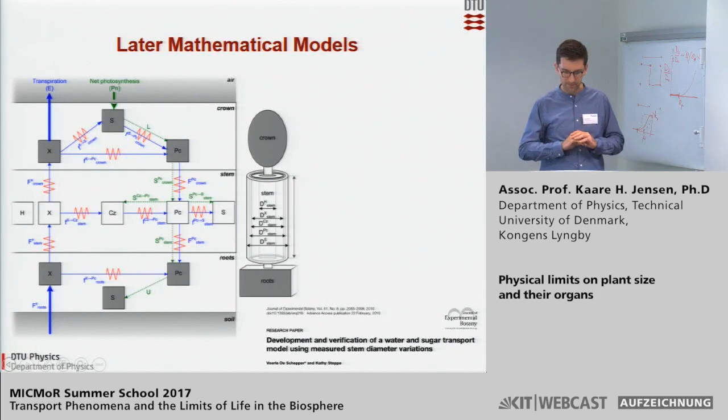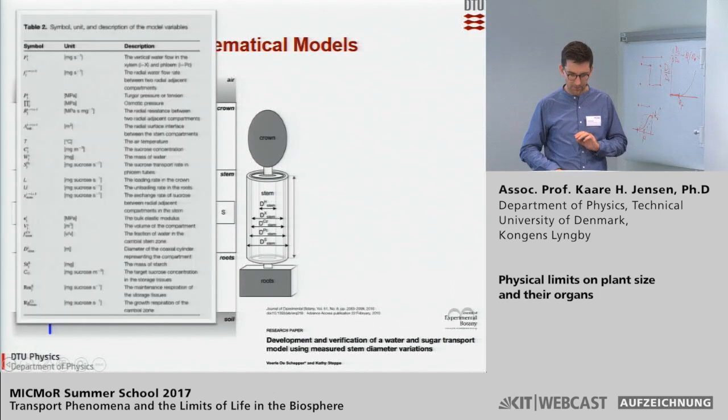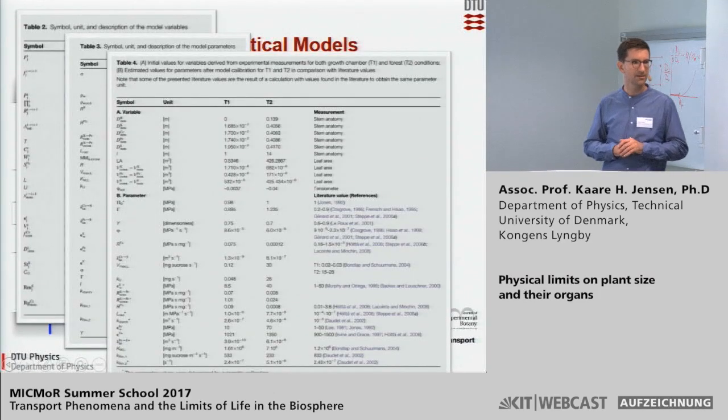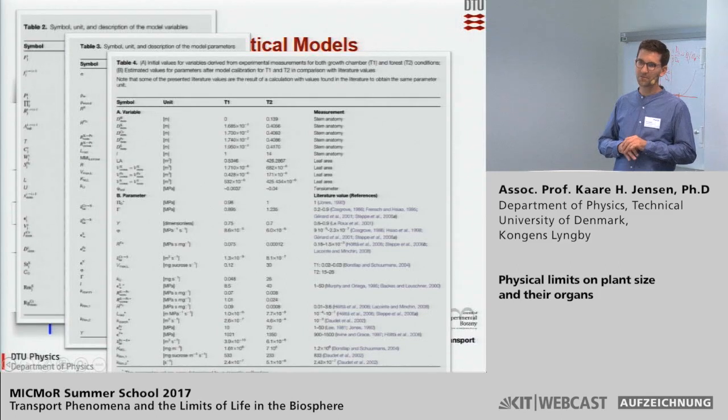Now the problem here lies in the number of parameters. So these tables that I show here describe the number of parameters needed to describe this model, and this goes on. Okay, so there are many parameters needed. So it's difficult to formulate a good hypothesis that one can test in an experiment with this type of model.